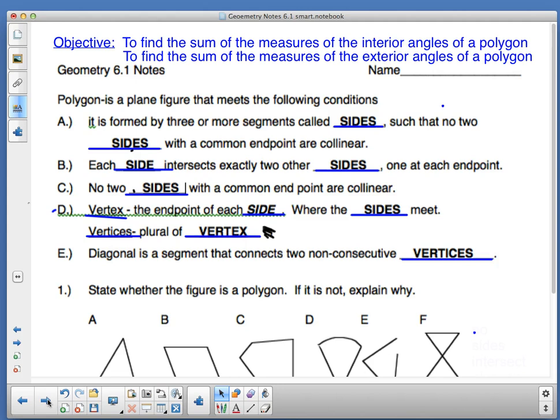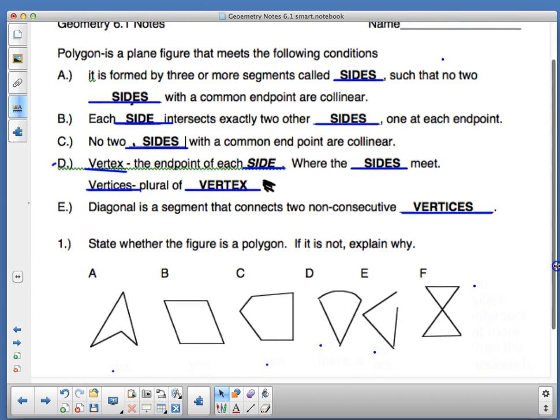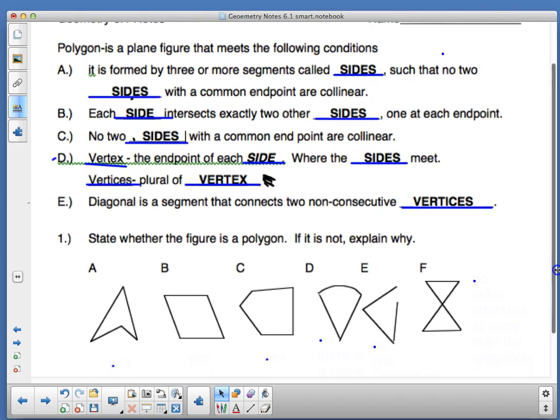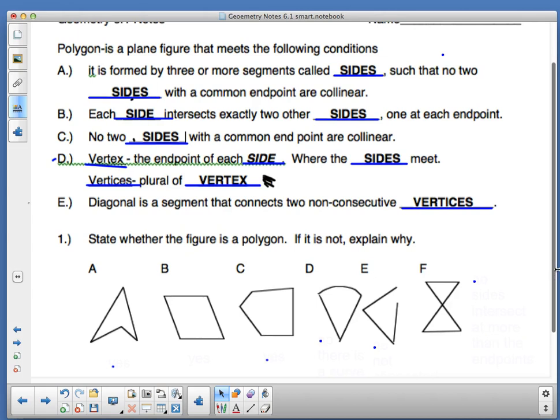Now, part of learning about something is putting it to work right away. So after you write those things down, reread what defines a polygon and determine in 1A through F which one's a polygon, which isn't, and why. Why is it not a polygon? If it is a polygon, great. But if it's not a polygon, why not? Okay, go.